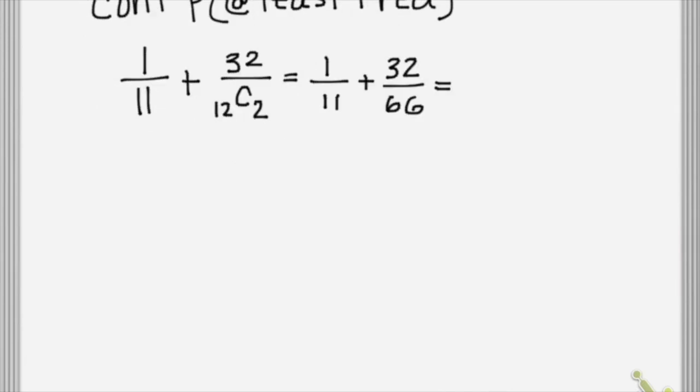All right, so here are some of these calculations worked out. 1 over 11 plus 32 over 12 choose 2 is 1 over 11 plus 32 over 66, and this is all going to simplify to 19 over 33. I want to show you another approach to this, which is convenient when you're dealing with a small enough scenario. I'm going to use what's called a probability tree.